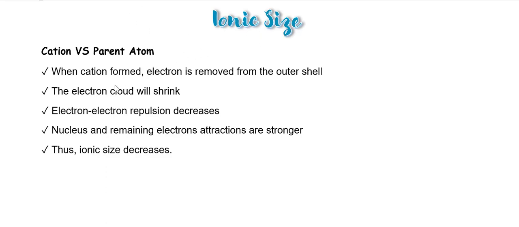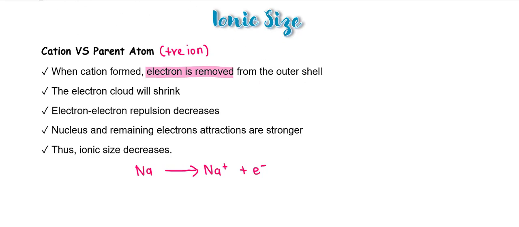So now we are going to compare the atomic radius or atomic size of an element with its ion. First we have the cation, which is the positively charged ion. For example, again, I'll use sodium. When sodium becomes a cation, it becomes Na plus ion, it will remove one electron. Okay, so kita akan remove satu electron. So when a cation is formed, the electron is removed from the outer shell.